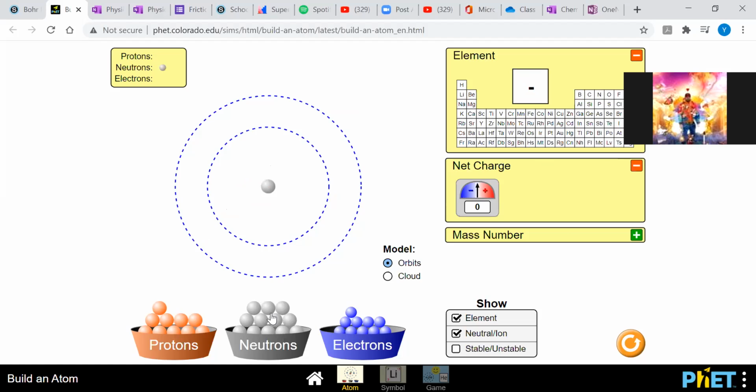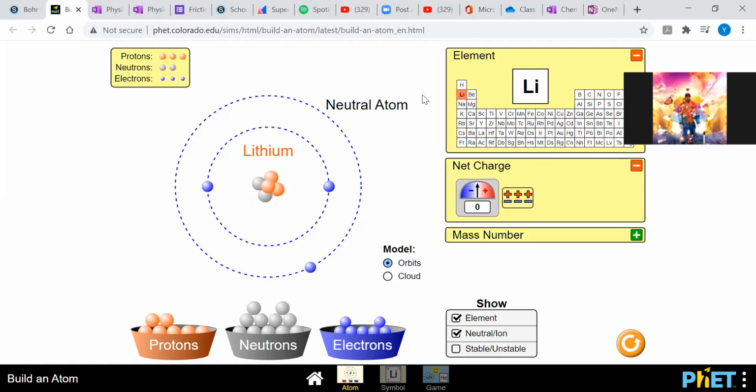If I add a neutron, nothing happens. It doesn't matter how many I add. If I add a proton, we get a +1 charge. 2 protons is +2, 3 protons is +3. Now, if I add an electron, that cancels out one of these, so I have a +2 charge. You can see these cancel out. I would need 3 of these for it to be neutral.